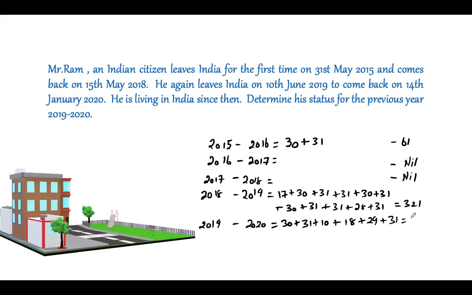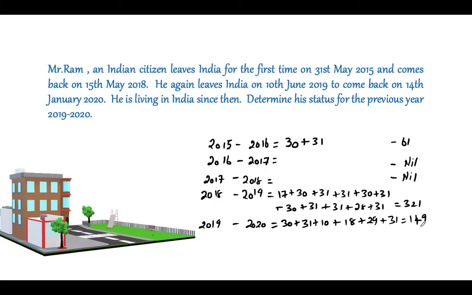Totally it comes to 149. So you have to apply the first condition given under section 6 subsection 1. The first condition is he should be there in India for 182 days or more, but he was there only for 149 days. So the first condition is not satisfied.